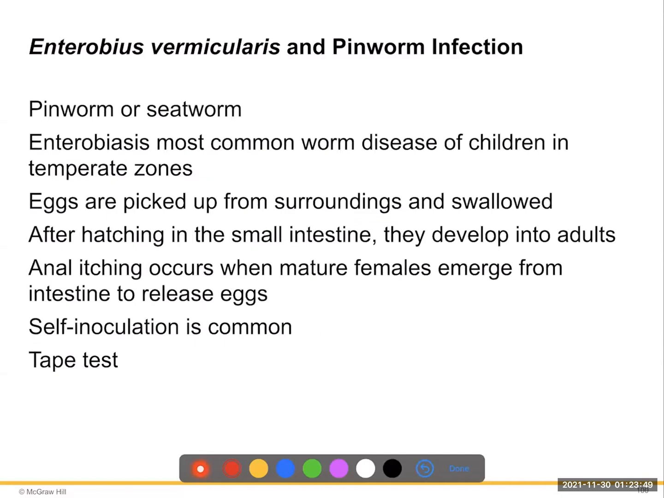Pinworm or seatworm, Enterobius vermicularis. That's your pinworm infection, also called seatworm. Enterobiasis is the most common worm disease of children in temperate zones. Eggs are picked up from surroundings and swallowed. After hatching in the small intestines, they develop into adults. Anal itching occurs when mature females emerge from the intestine to release eggs. Self-inoculation is common. Once they come out, you get infected again, anal to oral infection, and you get reinfected with them.